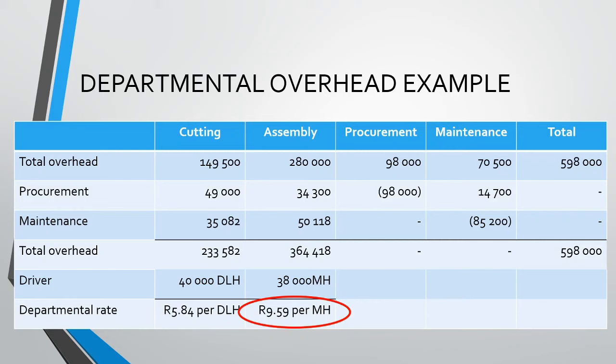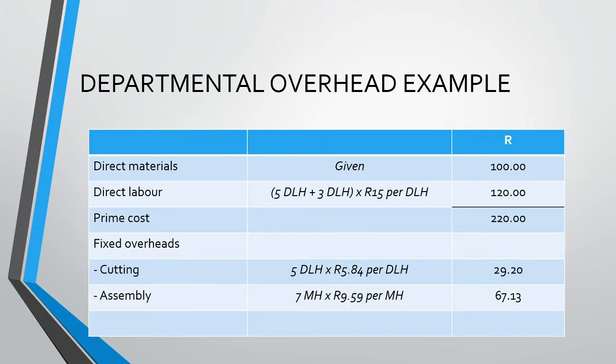Notice again that we are matching the 7 machine hours used in the assembly department with the R9.59 per machine hour for the assembly department only. Again, we ignore the assembly department's labor hours. This gives us our overhead allocation for the assembly department of R67.13 per unit. We can then finish off our example by adding the overhead costs to the prime costs to arrive at a total cost of R316.33 per unit. I hope you managed to get this on your own.